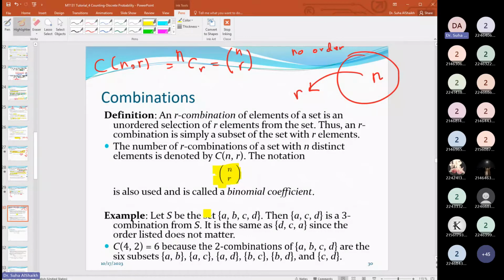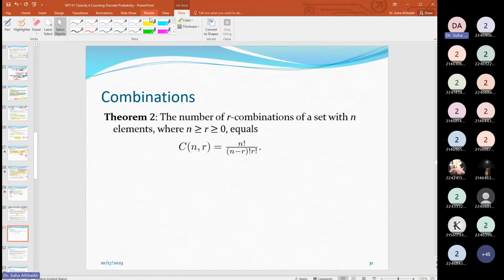The order is not important in the case of the combination, and let's see the formula of the combination. The formula of the combination is factorial n divided by factorial n minus r multiplied with factorial r. Of course, again, you use your calculator. This is nCr in the calculator.